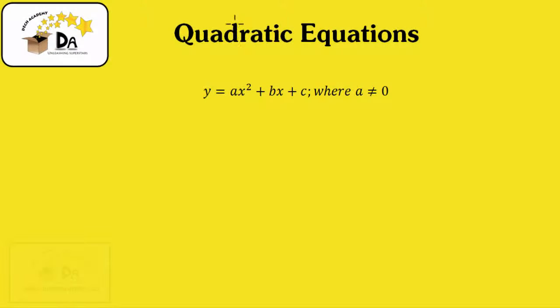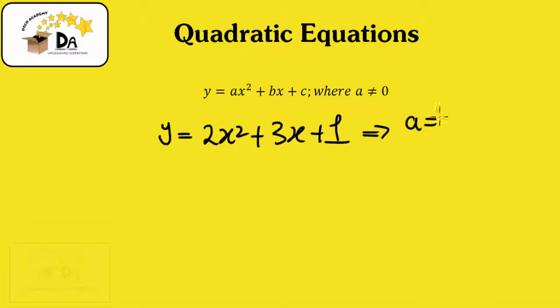Just a quick review on quadratic equations. They are equations of the form y equals ax squared plus bx plus c, where y and x are variables, and a, b, and c are constants, where a is not 0. As an example, we can have y equals 2x squared plus 3x plus 1.